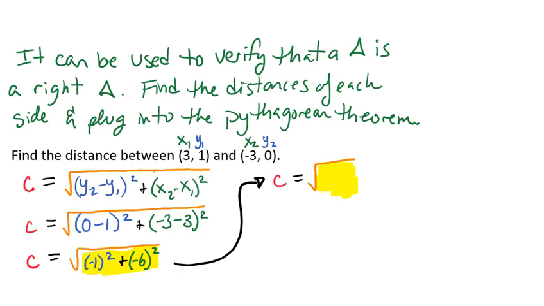So we should get that our distance is the square root of 37. And the square root of 37 does not reduce, and so that is our final answer. And we're done.